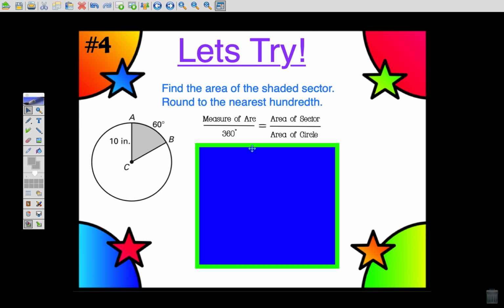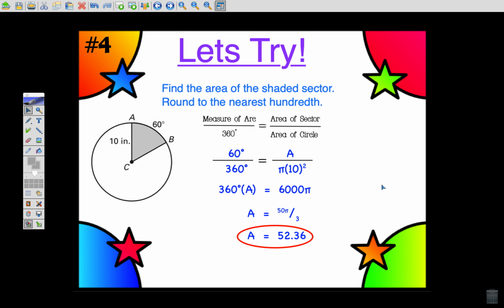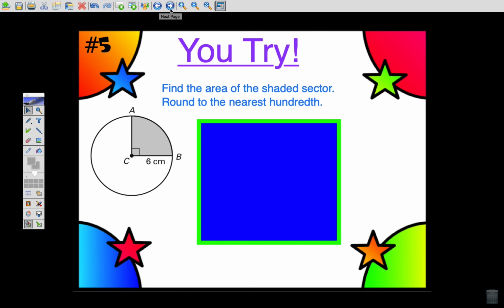All right, so there's our proportion. We'll have 60 over 360, and I just used a big capital A for area of a sector. And since our radius is 10, there's how we find the area of that circle. There's all the work. So again, at least to the nearest hundredth, it's about 52.36. All right, next one.